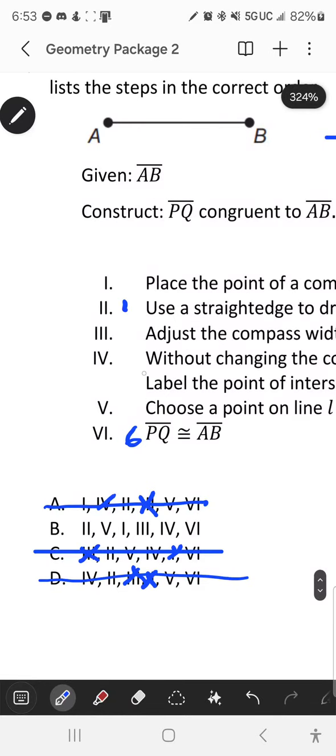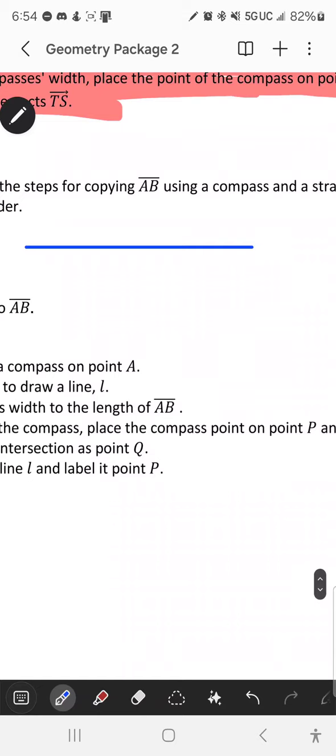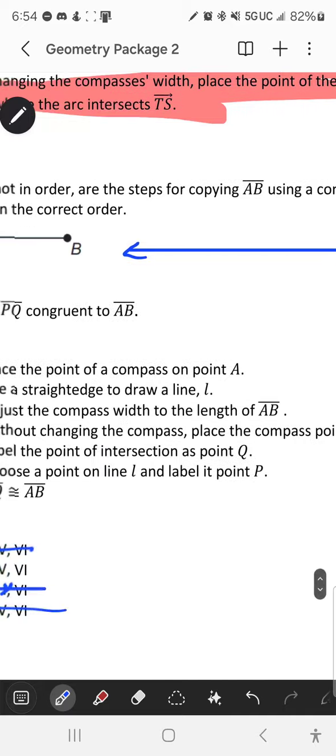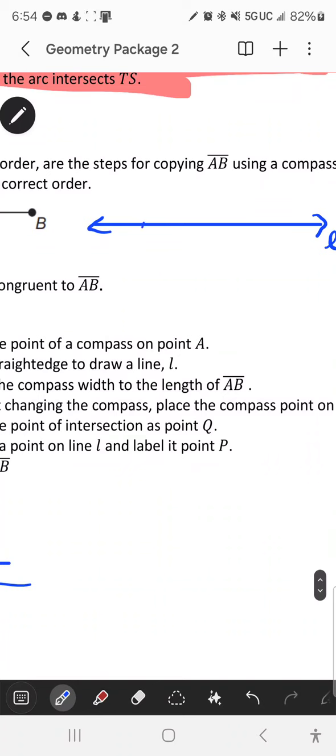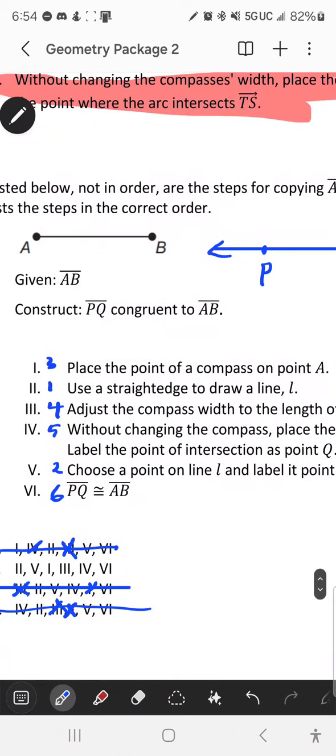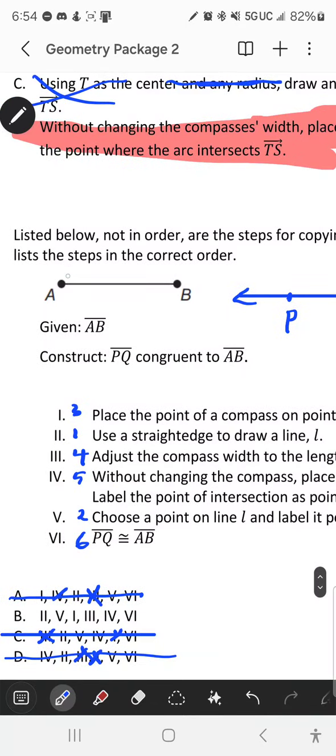So we have 1, 2, 3, 4, and 5, and of course 6. Let's redo it. Use a straight edge to draw line L. So this is line L. Choose a point on line L and label it point P. Okay, this is point P. Place the point of the compass on point A. So I have point A here. I have the compass here.